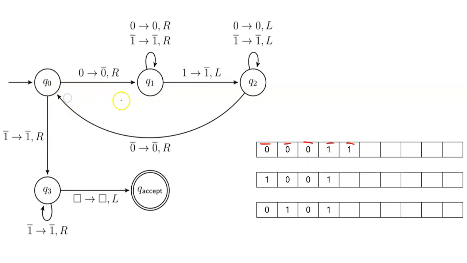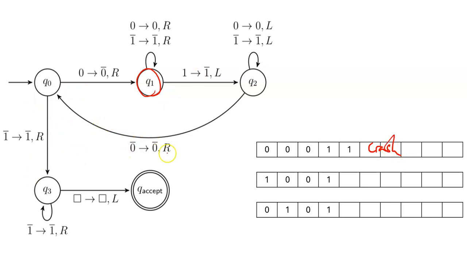We are now in Q1 on this one. Marked 1 stays the same. Marked 1 stays the same. We end up here, and at this point it crashes because we're in Q1 and there's no defined blank cell. Okay, so we can just put crash.